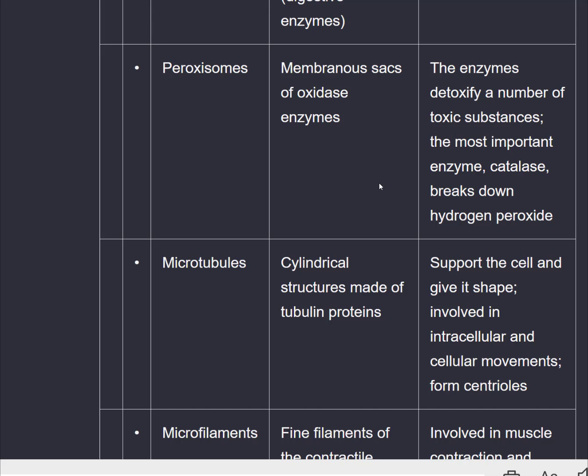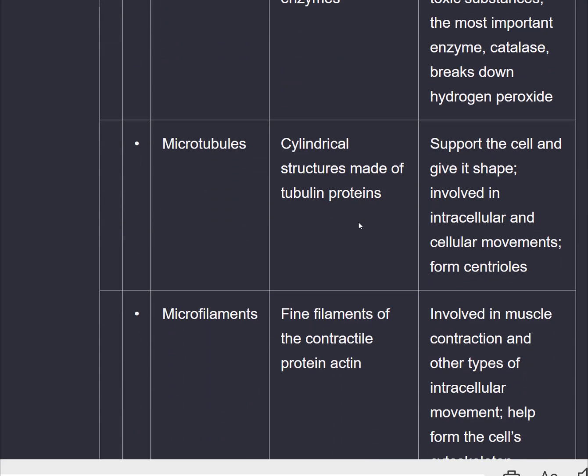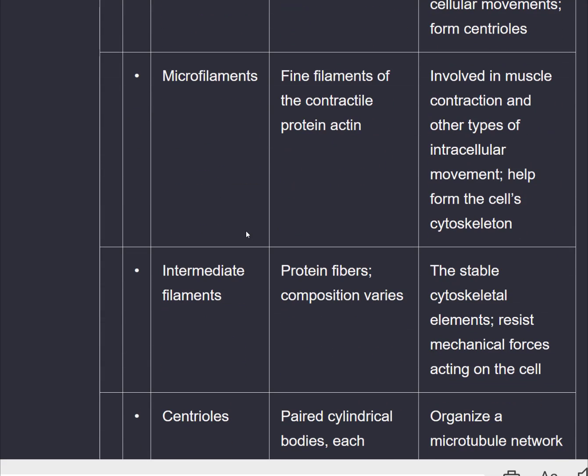Microtubules. Cylindrical structures made of tubulin proteins. They support the cell and give it shape, involved in intracellular and cellular movements. They form the centrioles. Microfilaments are fine filaments of the contractile protein actin. They are involved in muscle contraction and other types of intracellular movement. They help form the cell's cytoskeleton.